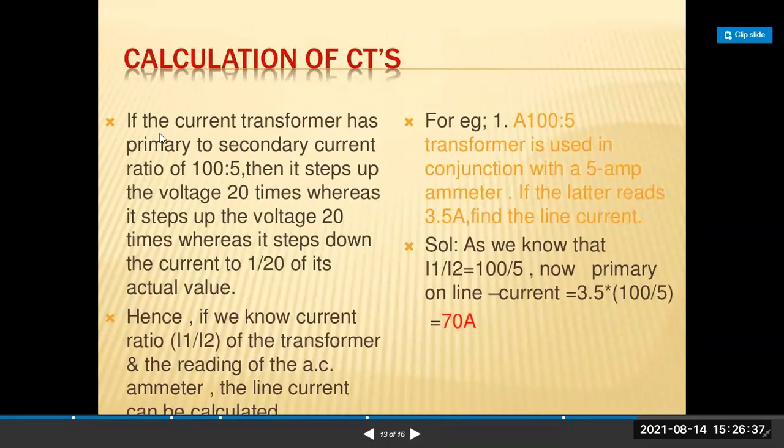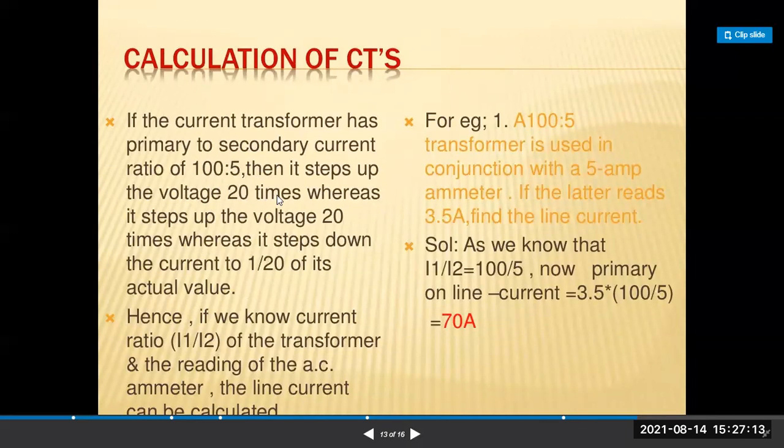What is written? If the current transformer has a primary to secondary current ratio of 100:5, this is the primary side of the current and this is the secondary side of the current. That means when you divide this, it steps the voltage up by 20 times. By turns, I1 by I2 equals V2 upon V1. So 100 upon 5 gives 20, and 20 into V1 gives the value of V2. That is the voltage stepped up by 20 times.